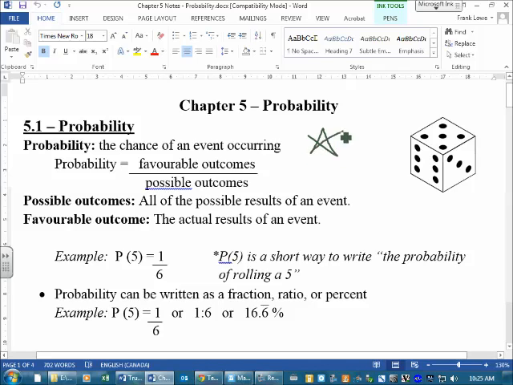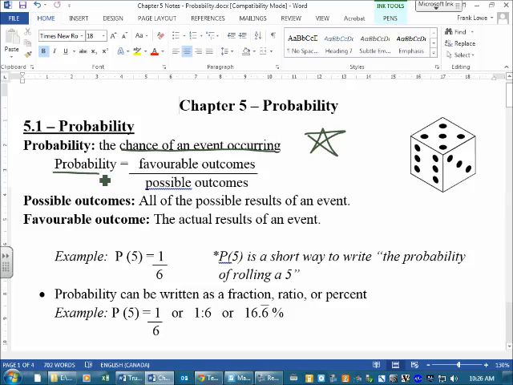So like I indicated in class, this will be the first question on your test: what is probability? Or how do you calculate probability? First of all, as a definition, probability is the chance of an event occurring. What are the chances that something is going to occur? Okay. Now, how you calculate probability is with this. Probability equals, and it's just like a fraction, favorable outcomes over possible outcomes.